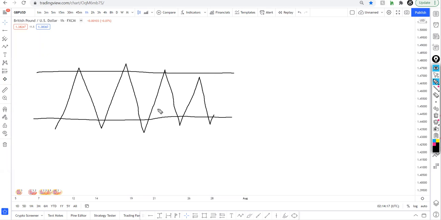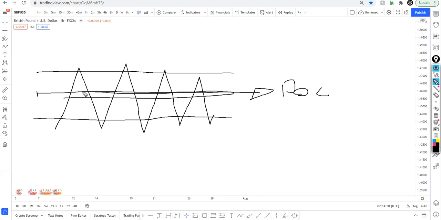So take note. Approximately in the middle, somewhere around here, we have the VPOC. I'm talking about volume a little bit, but the VPOC means where the most transactions took place. So approximately in the middle, right here, we have the VPOC, where the most transactions took place.